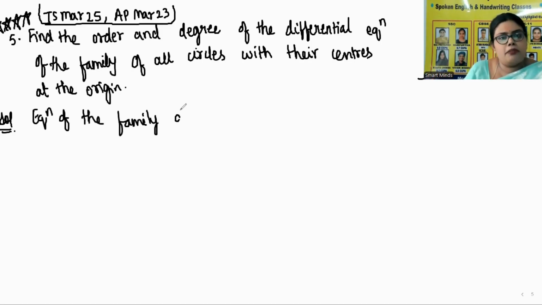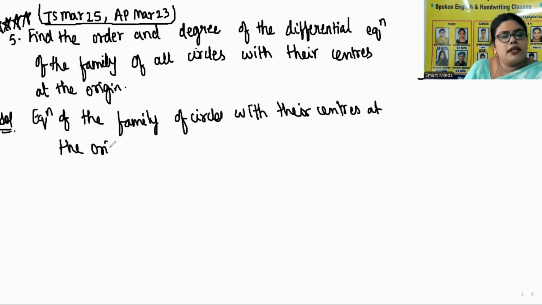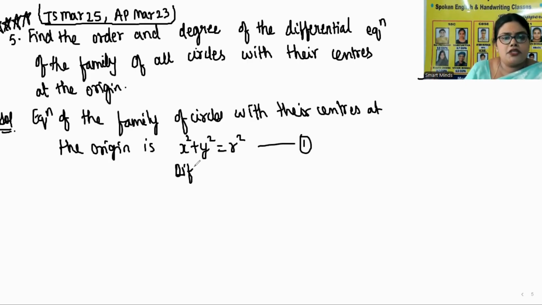So the equation of the family of circles with their centers at the origin. What do you mean by this? That means we refer to the standard form of circle, that is x square plus y square is equal to r square, where center is origin. Now let us take this equation as equation number 1. Now differentiating with respect to x. So instead of giving this circle equation, they gave that family of all circles with their centers as origin.